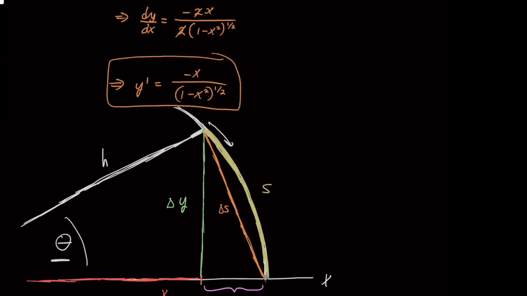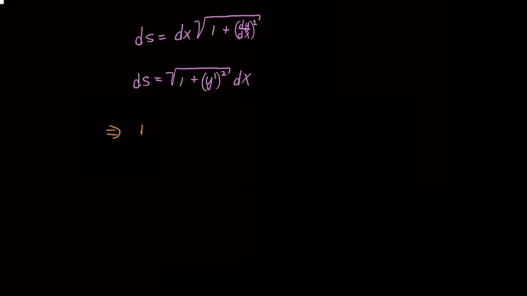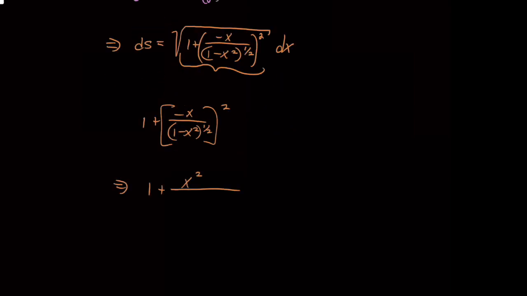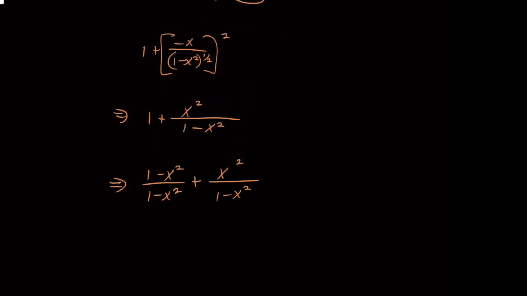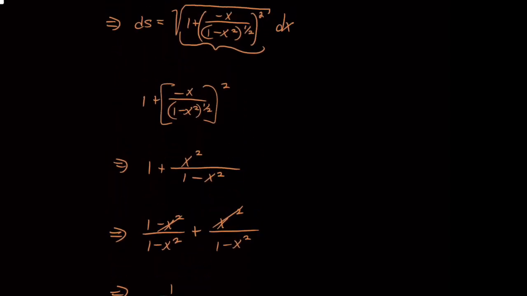and it was equal to negative x over 1 minus x squared to the 1/2. So we have ds is going to be equal to 1 plus negative x over 1 minus x squared to the 1/2, all under the radical, and this whole quantity right here squared, dx. Now let's simplify this right here. And we plug that back in to what we set ds equal to.